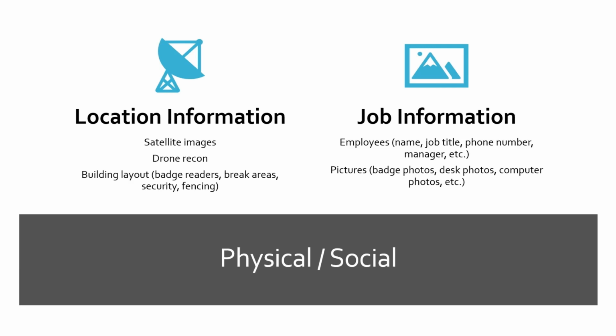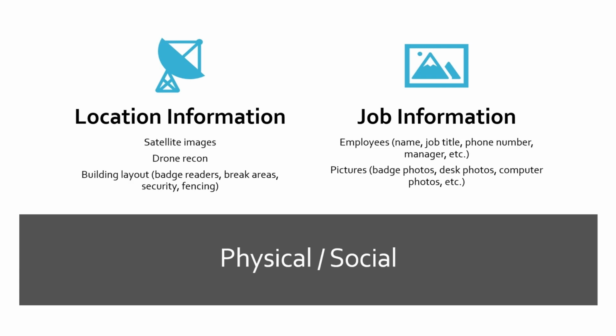Now, the other aspect of this is the job information. So we might be looking for employees online. I might want to know somebody's name, job title, phone number, who their manager is. I try to get a good idea of what people look like, so if I see them on site, I have a good idea who they are. I also look for pictures. I cannot tell you how many times a badge photo is posted on LinkedIn or somebody posted on Twitter. You could see all the memes out there about people posting their photos at work, and it's bad. It happens all the time. I see it to this day.